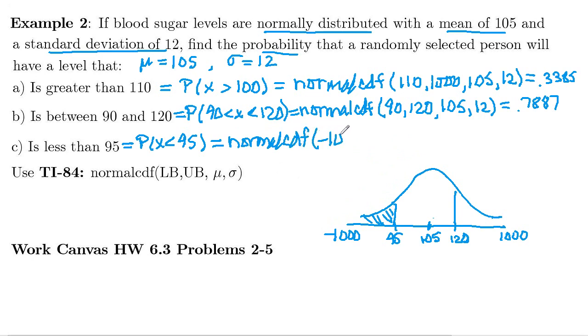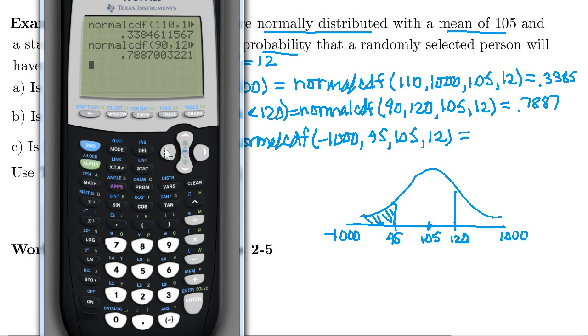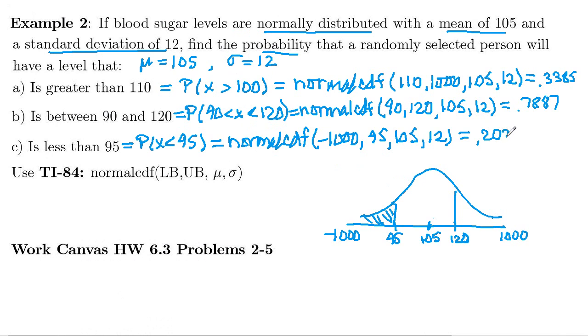And negative 1,000 is our left cutoff. 95 our right cutoff. 105 our mean. And 12 our standard deviation. Key that in with me. See what you get. So negative 1,000 up to 95. 0.2023. Okay, and that's also this area.